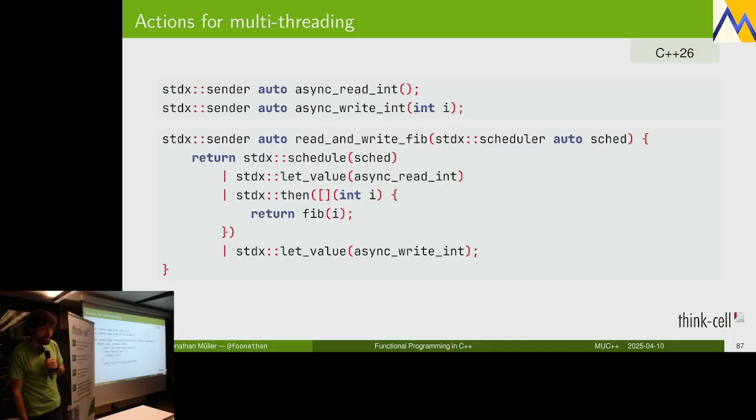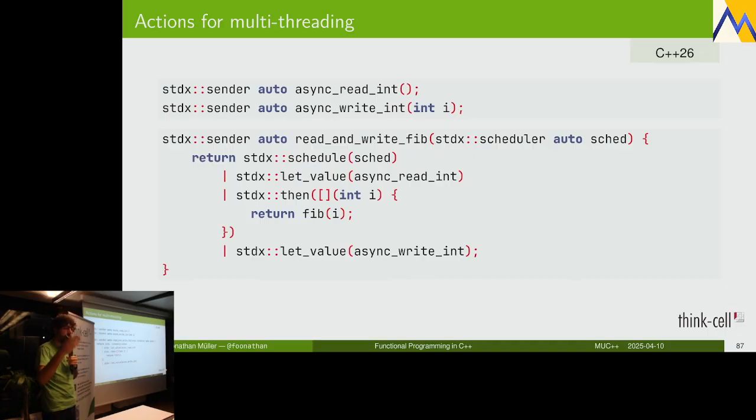And you can combine it with the previous example. So we have some functions for async IO, and this time we want to do async read, and then we do some computation. And so we do the entire thing on the scheduler. And this time we use let value because it returns another sender, and this is the end then. So to avoid the nesting, we use let value because this is the end then, right? And then we get our value, so we call fib, we pass that on, and then we call another let value to write it out.